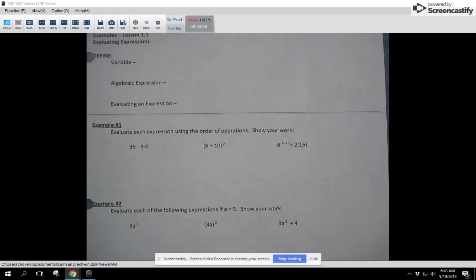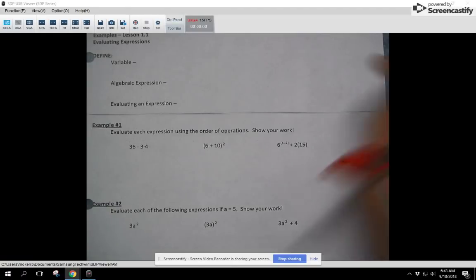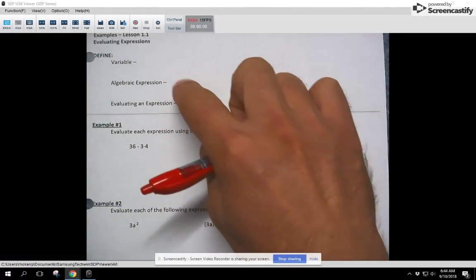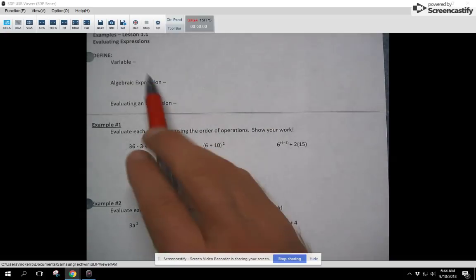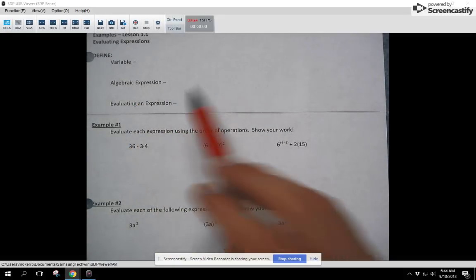All right, today we are going to be looking at section 1.1, getting started in the book. So if you would, I want you to either look in the glossary or find these in the chapter, starting on page 6, and fill in the definitions for variable, algebraic expression, and evaluating expressions.